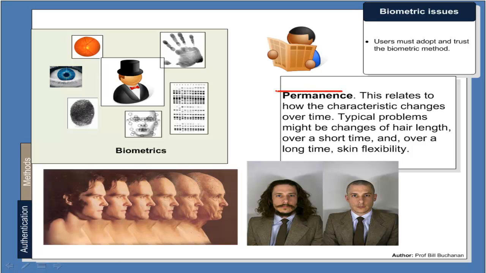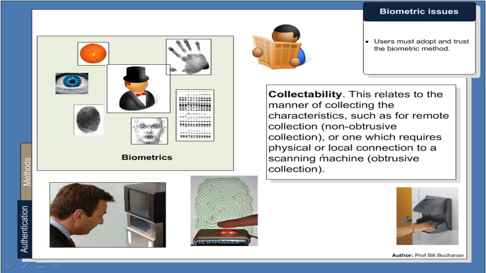Permanence is obviously an issue, and that typically relates to how the attribute changes over time, such as for skin flexibility or hair length and so on. There is obviously an issue related to collectability, in that some methods are non-obstructive, where the user doesn't actually have to be within range of the scanner, but others actually do.